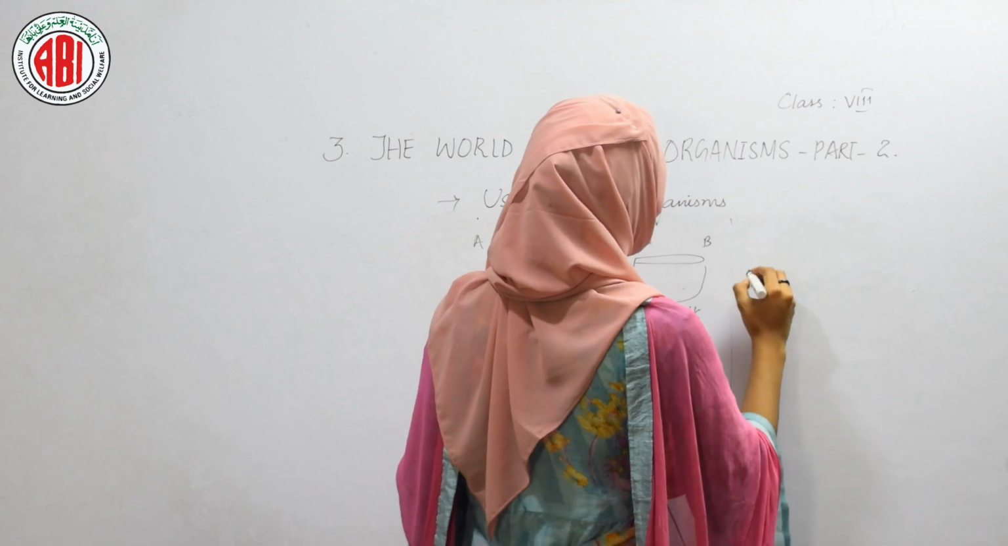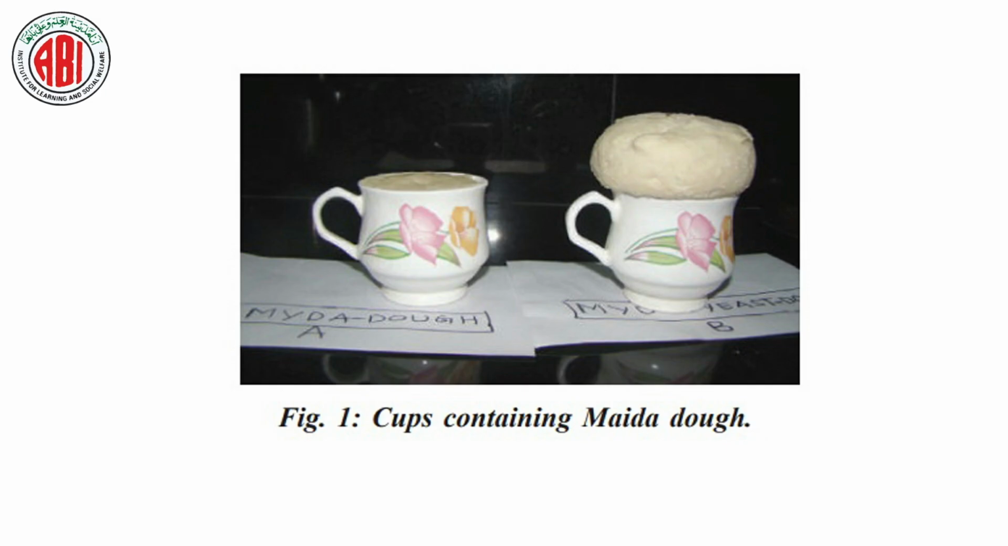In this activity also we will take two bowls, A and B. The basic materials that bakers require to make bread are maida and water. These are the basic things required by bakers to make bread. In both bowls, we will take maida and water, and the paste that results from mixing the water with the maida is called dough. So let's take dough in both bowl A and bowl B.